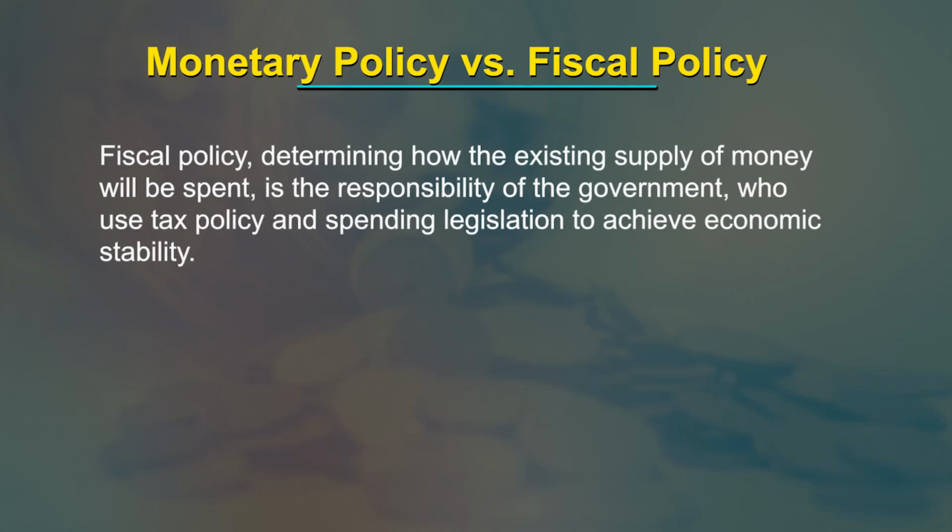On the other hand, fiscal policy determines how the existing supply of money is going to be spent. This is essentially not the responsibility of the central bank of any country. This is the responsibility of the government. And the government uses various tax policies and spending legislation to achieve economic stability in our country.